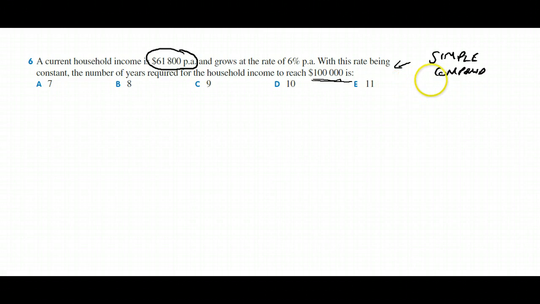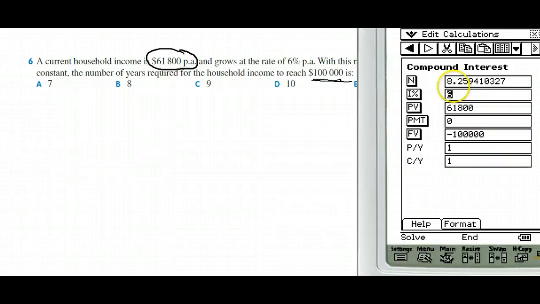Okay, let's try the compound interest one first. If we put these values into the compound interest calculator, N we don't know, I is 6%, PV is 61,800, and the future value is negative 100,000. And we've got to make PY and CY both 1 because it doesn't say compounding periods other than yearly, so we'll just make it yearly. And then when we calculate N, we get this value here, 8.25 years.